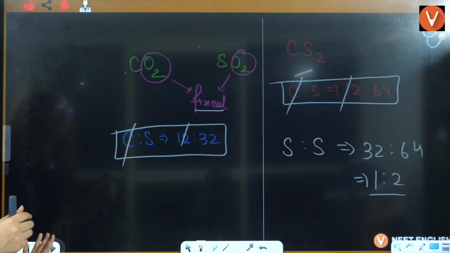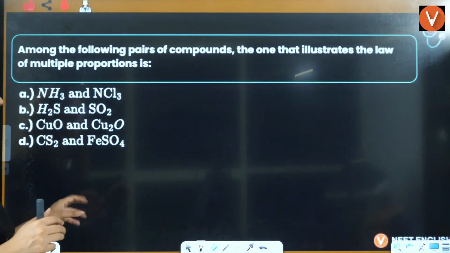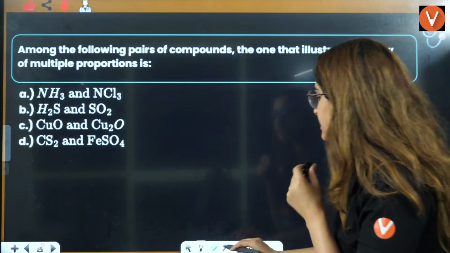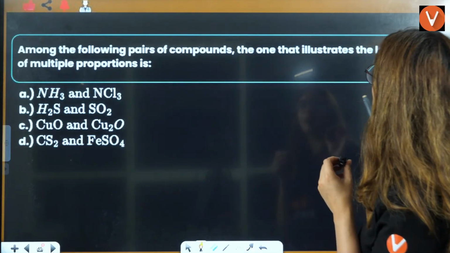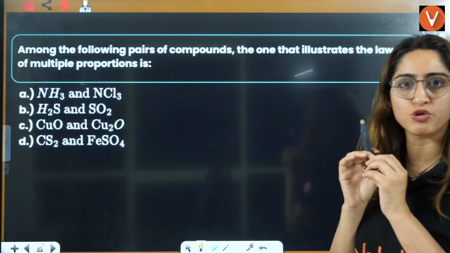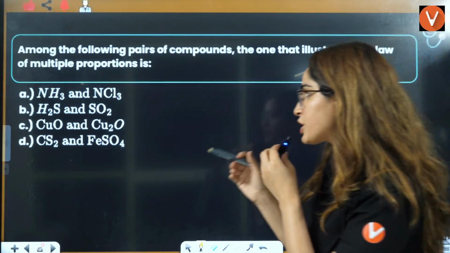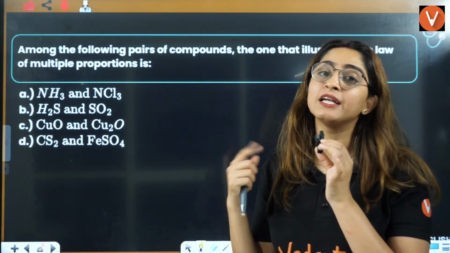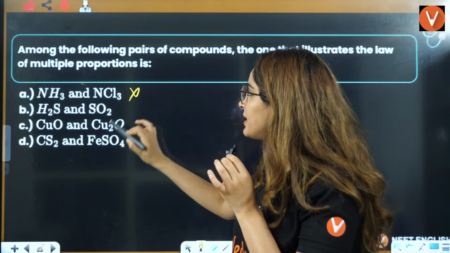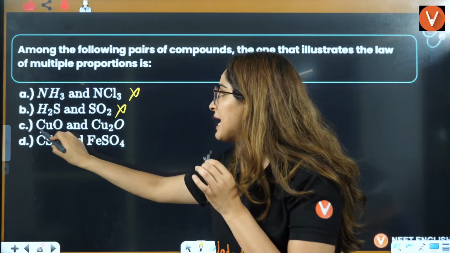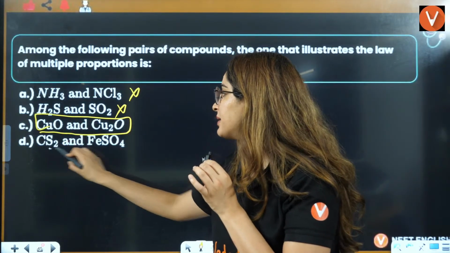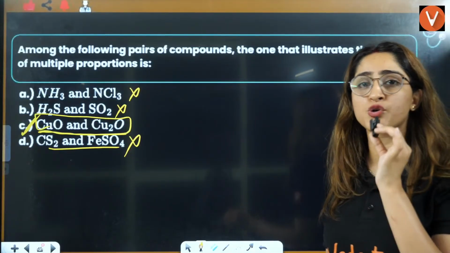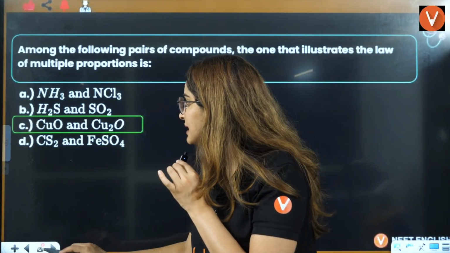Okay, students, is that clear to everybody or not? Now let us do some questions based on that, right? Now first is, among the following pairs of compounds, the one that illustrates the law of multiple proportion is. See, in multiple proportion you need to have two elements that are the same but combining in different proportions. So here the elements are different, here also elements are different. In this case the elements are same, in this also elements are different. Here elements are same, but the combining ratio is different, right? So the answer is going to be C.